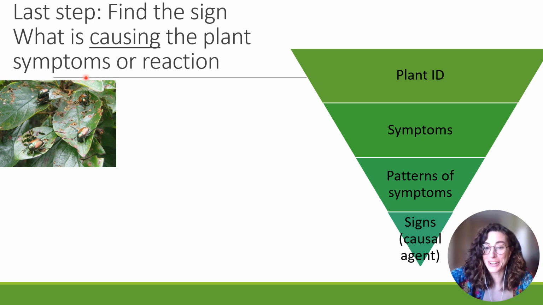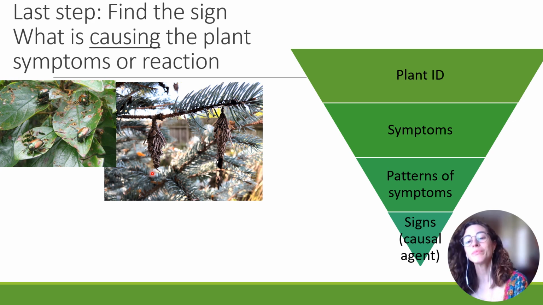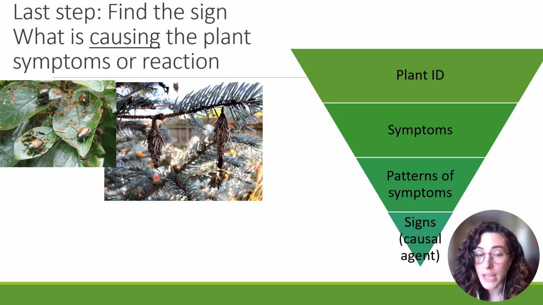You are looking at the causal agent of that damage. Other things that insects can be considered signs are going to be their leave behind. So either you have the insect itself or what it left behind. Remember, is it a plant part? Did the plant make it? If the plant didn't make it, if it's not a plant part, then it's not a sign.